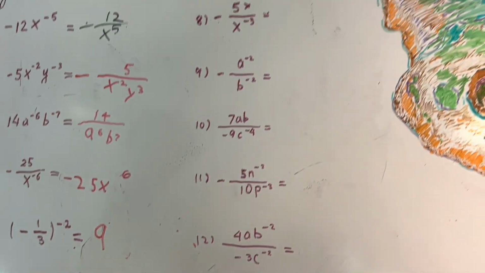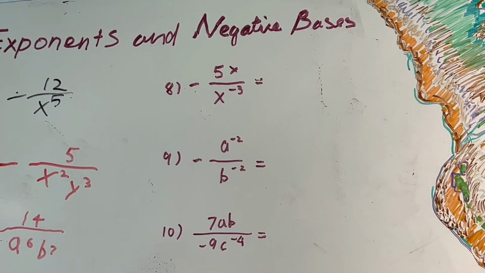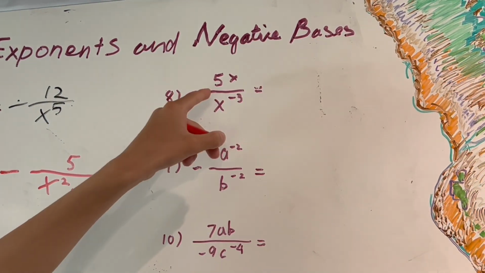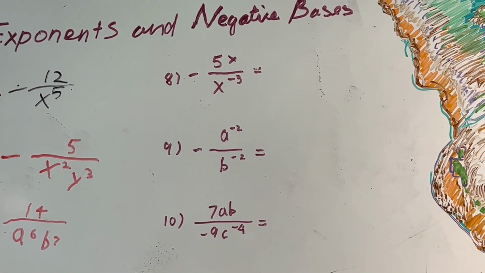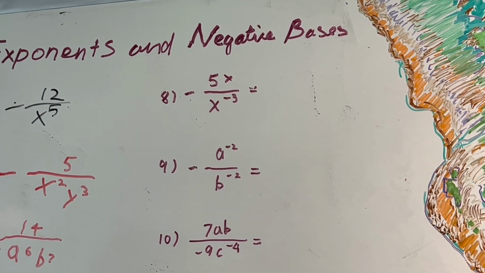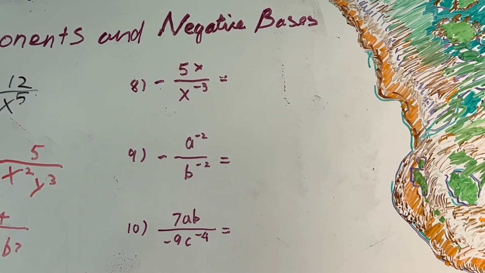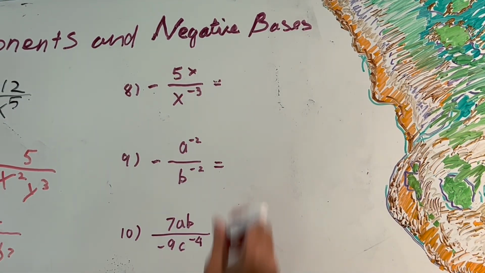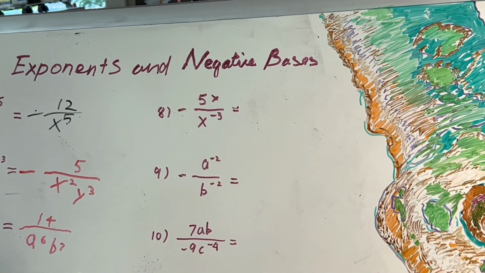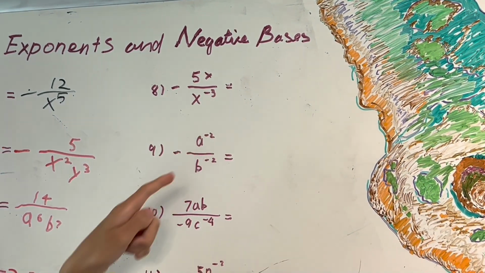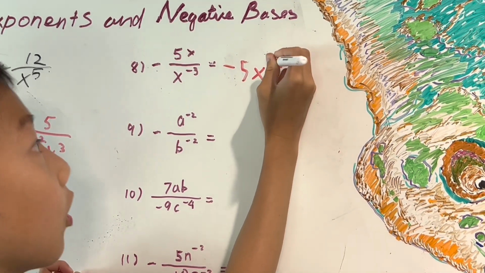Number 8. 5x times x to the negative 3. So I can move this. So I can do that math. So that's x minus x to the negative 3 equals divide. That's x to the negative 4. So since this is negative, I want to move it up. So it's plus, and then that means it's negative 5x to the 4.